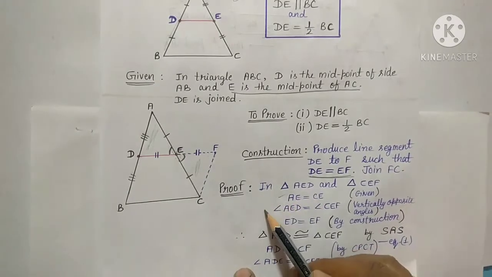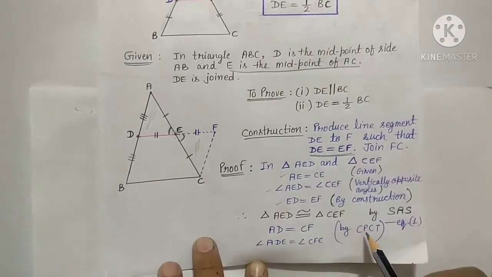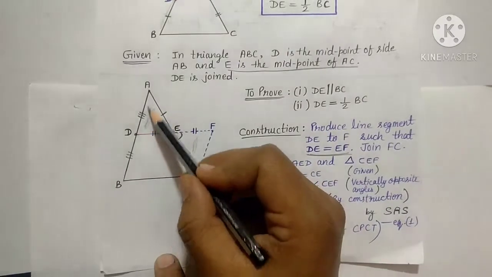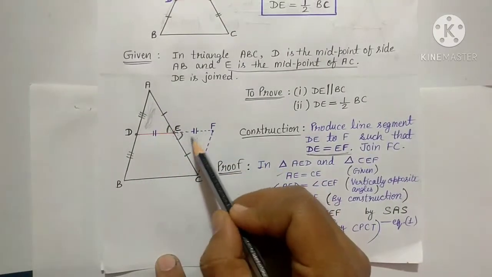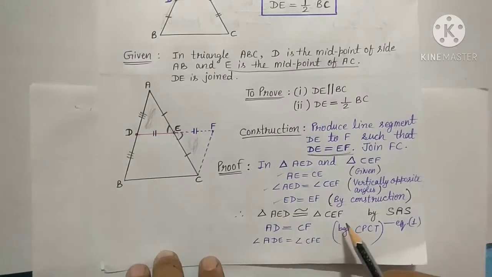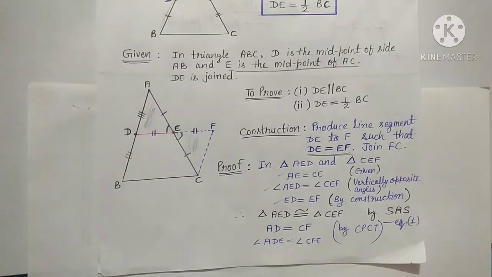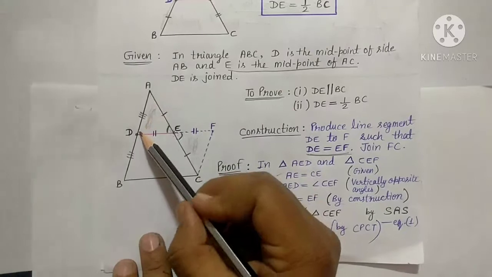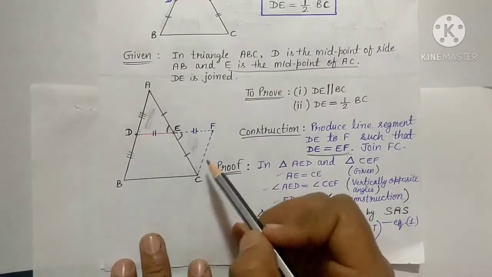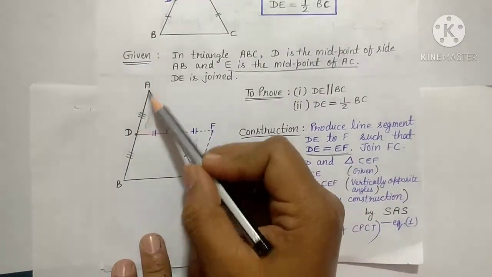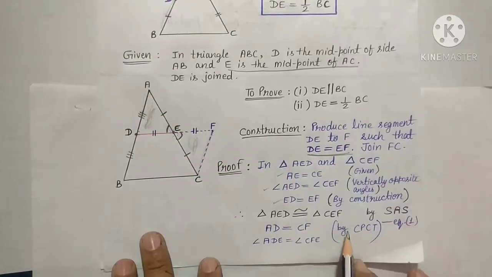So by side, angle, side, that is by SAS, we can say that triangle AED is congruent to triangle CEF. And if these two triangles are congruent, their corresponding parts will be equal. So we are saying that AD equals CF. This side AD equals CF by CPCT.